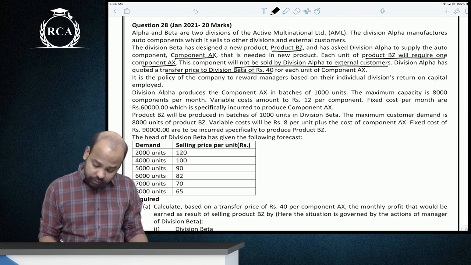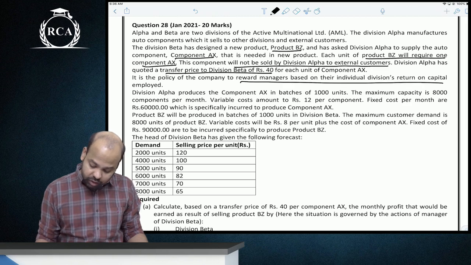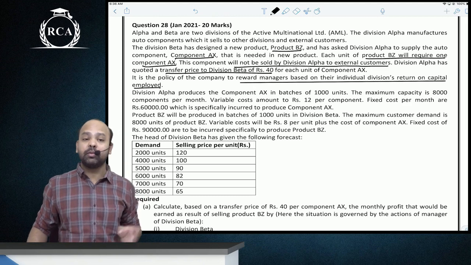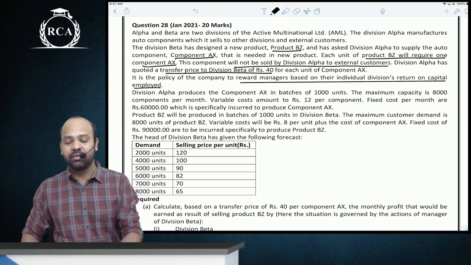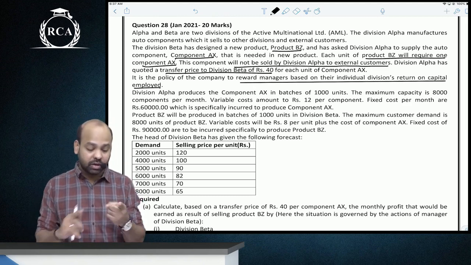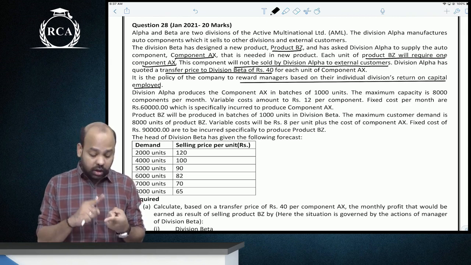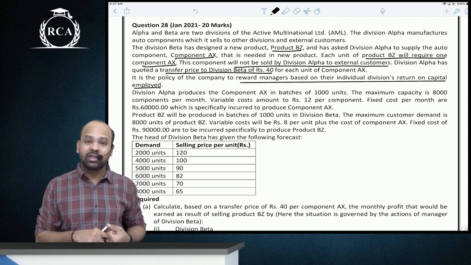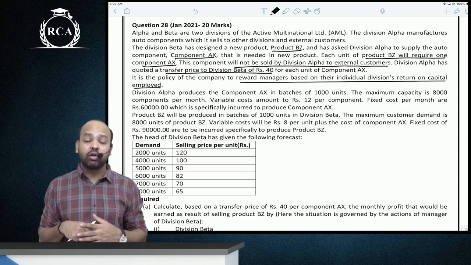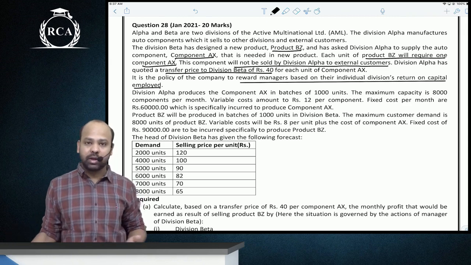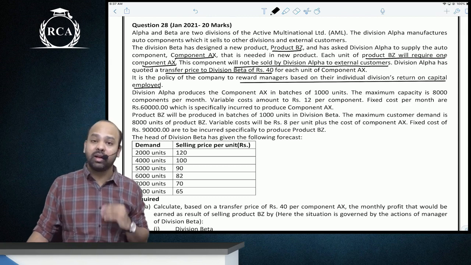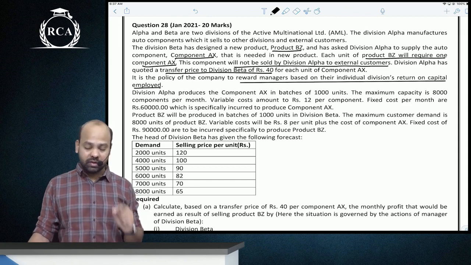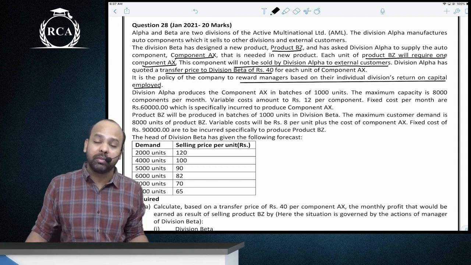It is a policy of the company to reward managers based on their individual divisions' return on capital employed. We have learned about performance measurement and evaluation in the previous chapter. As far as financial measures are concerned, we spoke about return on investment, residual income, and economic value added. The advantage of return on investment, or return on capital employed, is that it is a relative measure and it can be compared irrespective of the size of divisions. The disadvantage is that it can result in suboptimal decision making.